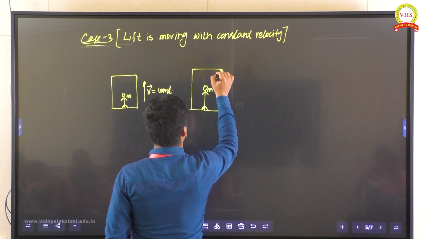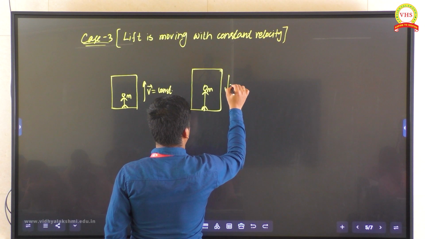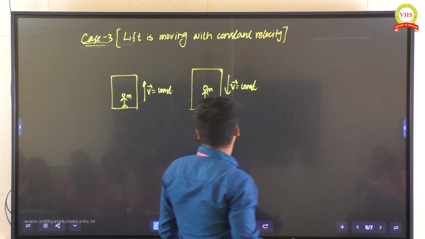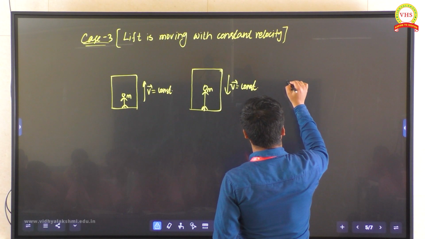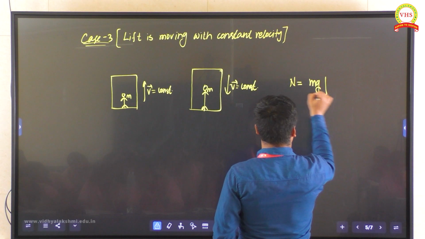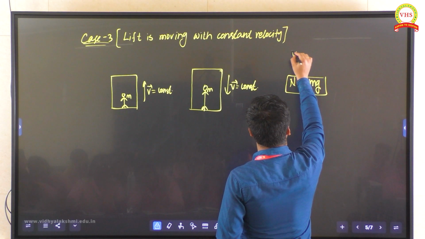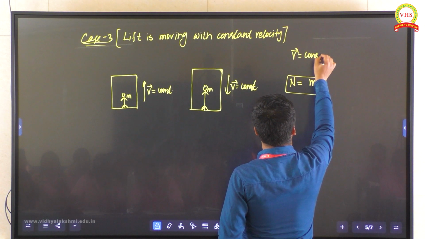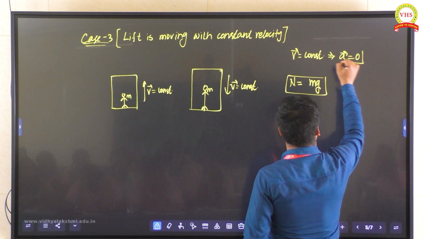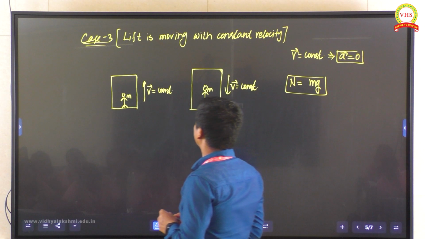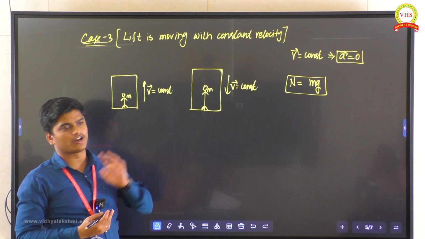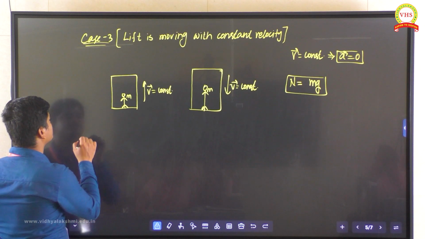Mass m moving with constant velocity. So when you move with constant velocity, what is your normal reaction? Mg, only mg. Why? Because velocity is constant. Velocity constant implies acceleration 0. So when you are moving with constant velocity, your normal reaction is equal to mg.